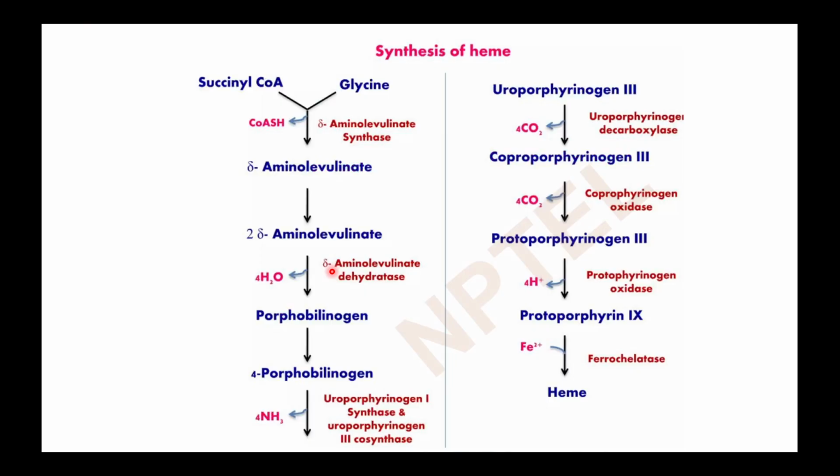I told you the first step begins with succinyl coenzyme A and glycine. They both condense together with the help of delta ALA synthase to give the product delta aminolevulinate, delta ALA. After this, two molecules of delta ALA will condense together to form porphobilinogen by the enzyme ALA dehydratase.